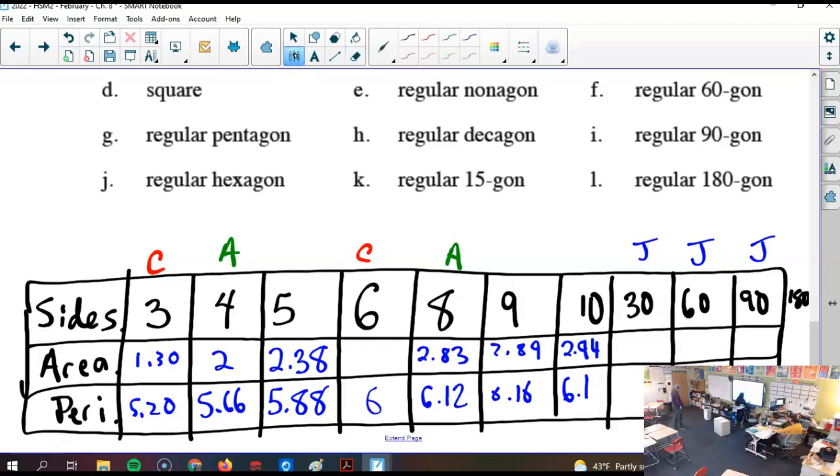That cannot be right. Yeah, I'm doing that right now. So for 30, 60, and 90, for area I got 3.12, 3.14, 3.14. Are you wanting to go up and write those up? I mean, I can.